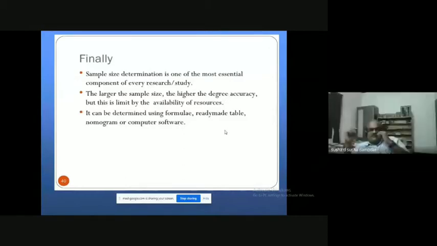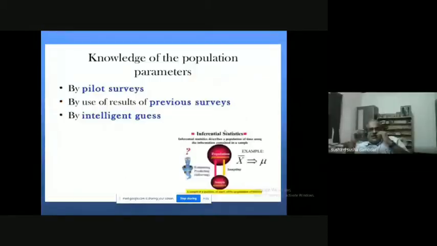So in the previous slide, how to get knowledge about the population parameter? Sometimes the population is heterogeneous. Sometimes the population is homogeneous. It is known to the researcher or unknown to the researcher. The only way to know the characteristics of the population during the initial stage of our study is pilot study or pilot survey or preliminary survey.